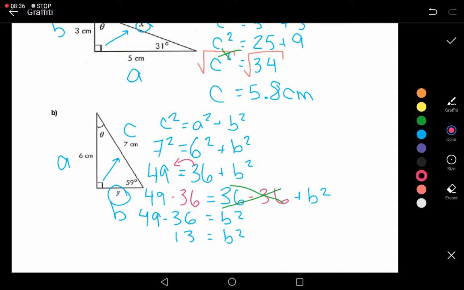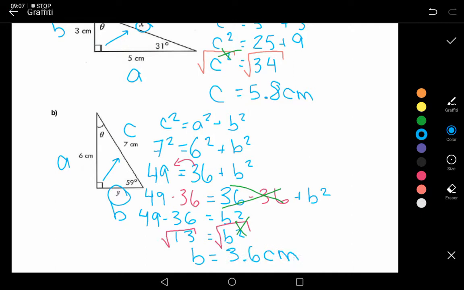Remember, this is the tricky step, or the trickiest step in this. When we have something squared, to get rid of that squared, we're going to take the square root, which means those are going to cancel. But what I do to one side, I have to do to the other. Again, the square root of 13 is not going to give me a nice whole number, so I'm going to need to use my calculator. So my final answer, I get b equals 3.6 centimeters.